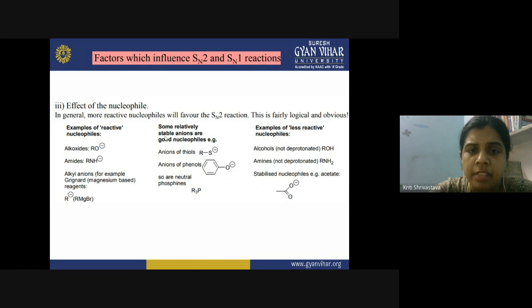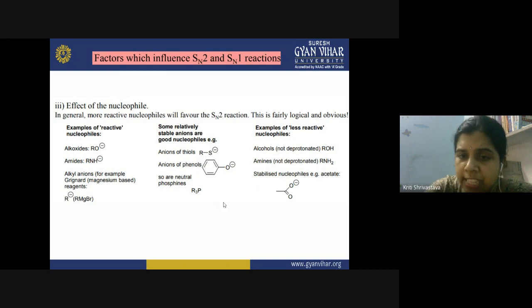Then some relatively stable anions are also good nucleophiles because the anionic structure is more stable. So the anions of thiols, anions of phenols, and the neutral phosphine are all also good nucleophiles.